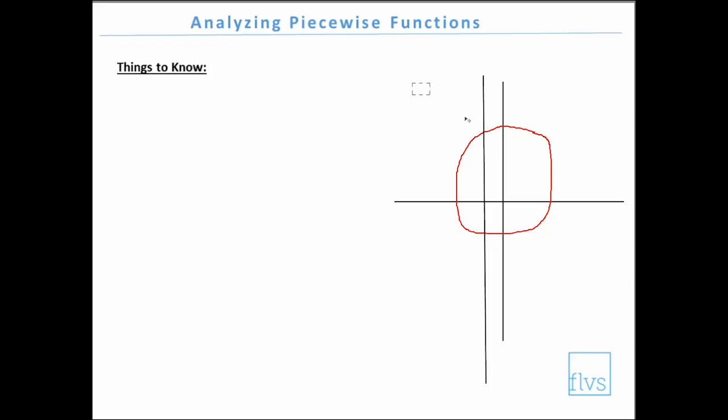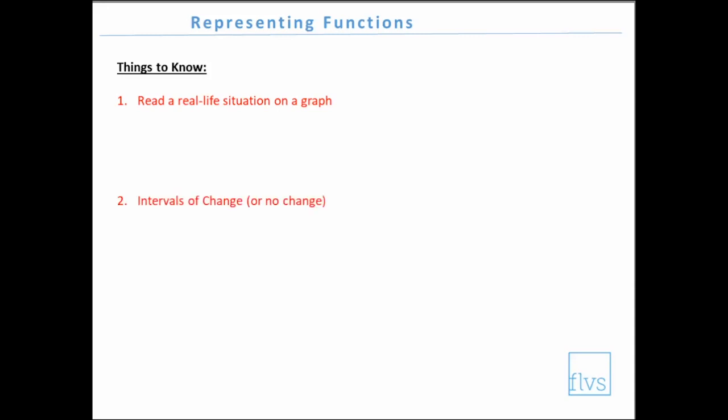So that's what we're working with here. We're doing piecewise functions, and three main topics we're going to cover today. We're going to read a real life situation on a graph. We're going to interpret that graph, and then we're going to work on intervals of change. We'll talk about where the pieces come together and how they change, or it could be no change. And then we'll briefly discuss linear versus nonlinear.